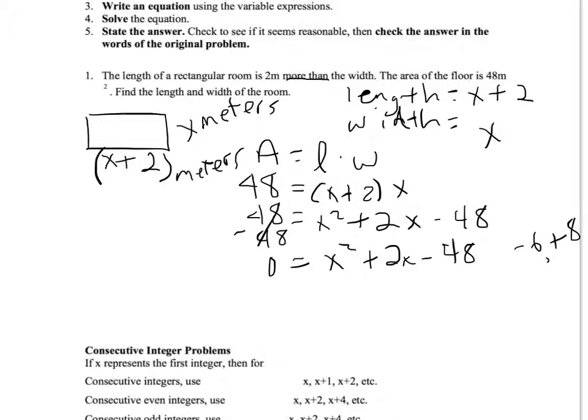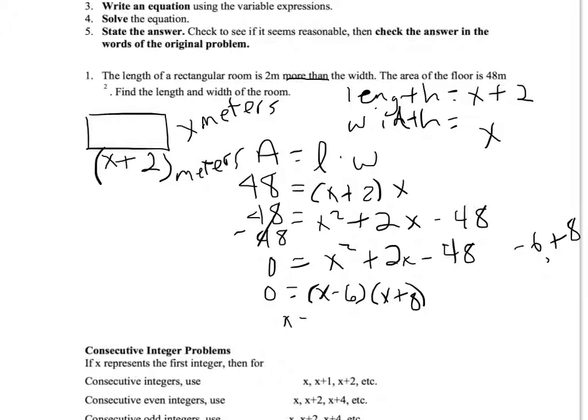6 times 8 gives me 48. In order for it to be negative, though, I know one of these needs to have a negative sign. My larger number should take the same sign as the middle term. So that's why if I use positive 8, negative 6, it will satisfy all the conditions for factoring. And I'm ready to write this in factored form now. So that means x minus 6 is in one parenthesis, x plus 8 is in the other. I can set each parenthesis equal to 0 and solve.